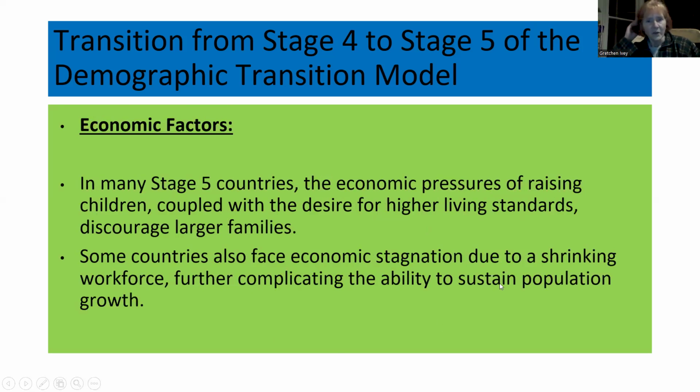So we have economic factors. In many stage 5 countries, the economic pressures of raising children, coupled with the desire for higher living standards, discourage larger families. Some countries also face economic stagnation due to a shrinking workforce, further complicating the ability to sustain population growth.